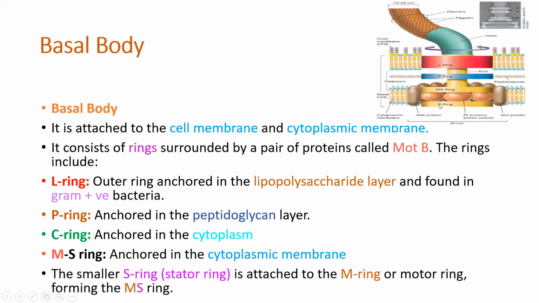This is a small ring. The smaller ring is attached to the M ring, so it is called the MS ring. Both are present in only one ring, that is called the MS ring. M means motor ring, S means smaller ring. Next one.